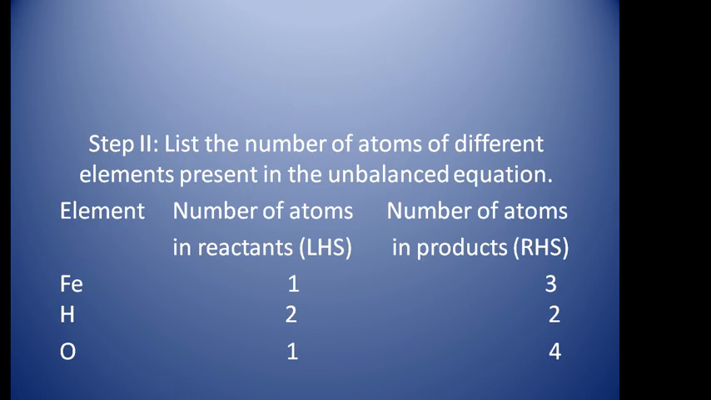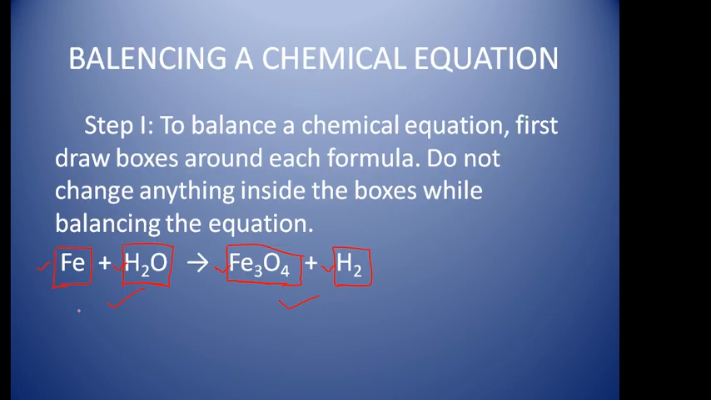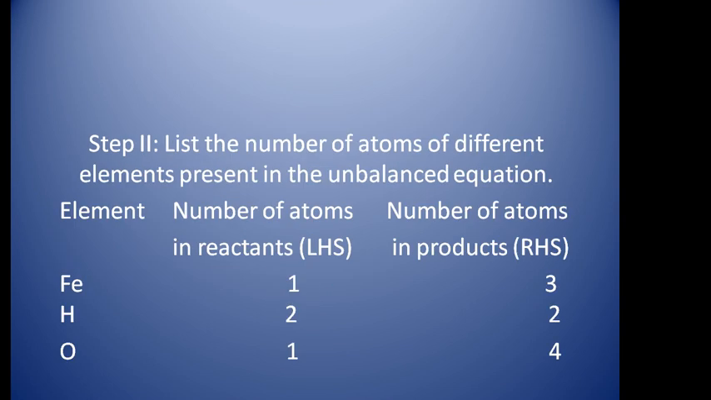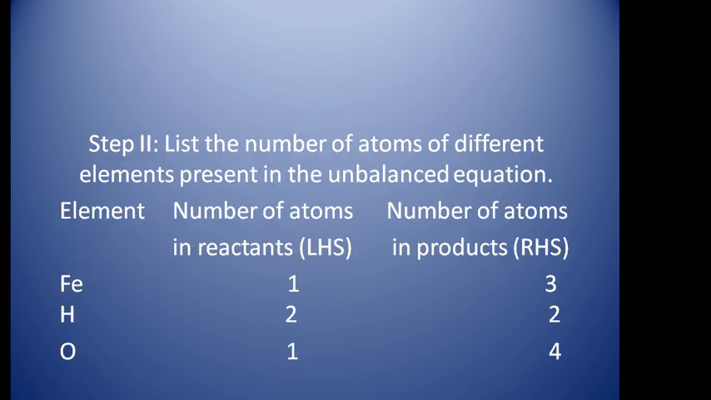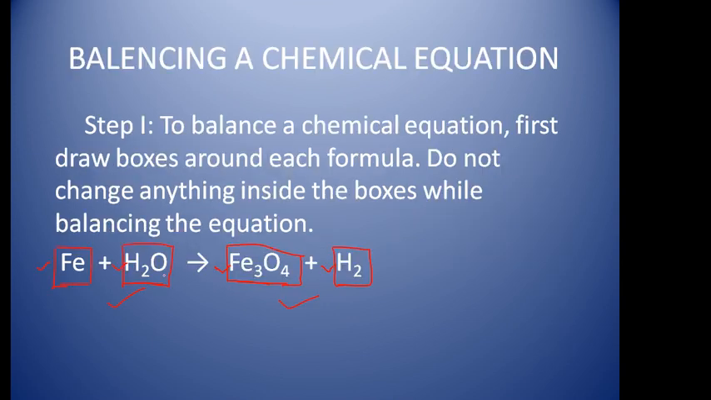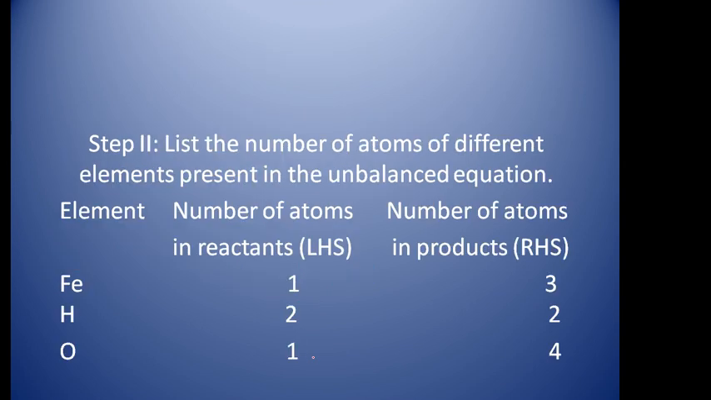In the next step, make a list of the number of atoms of different elements present in the unbalanced equation. See this equation. Fe, 1 in the reactant side and 3 in the product side. Hydrogen, 2 here, 2 here, both the sides same. For oxygen, here 1 and here 4. So we made the list.